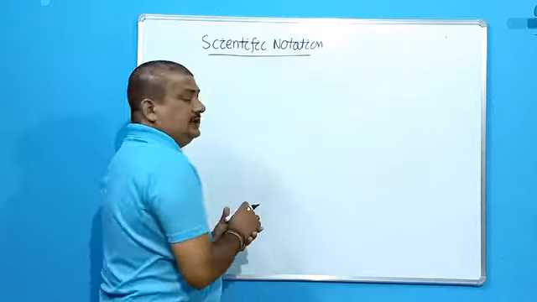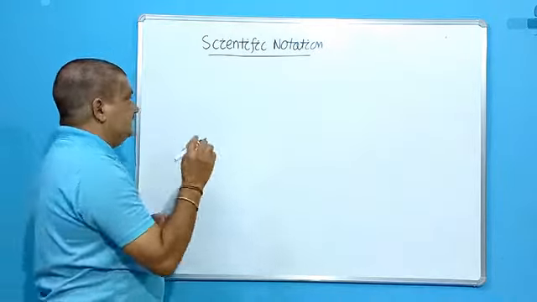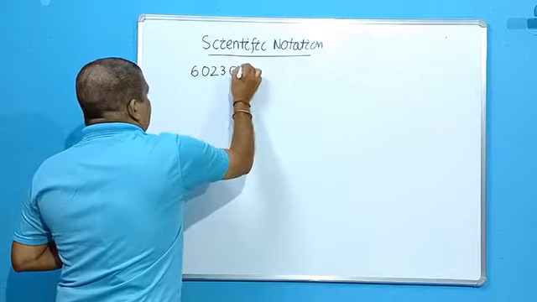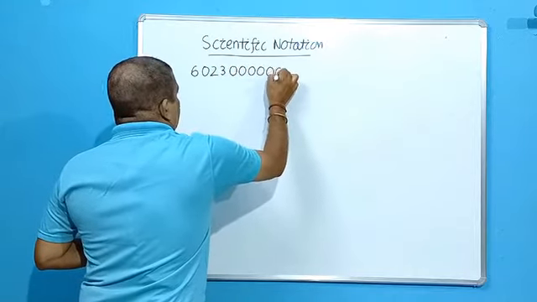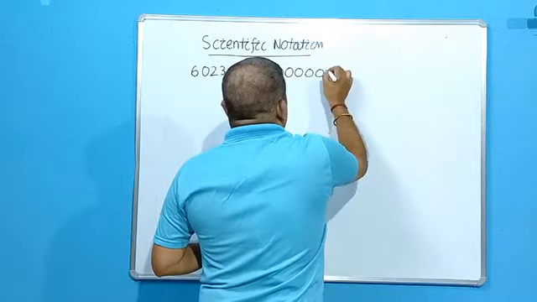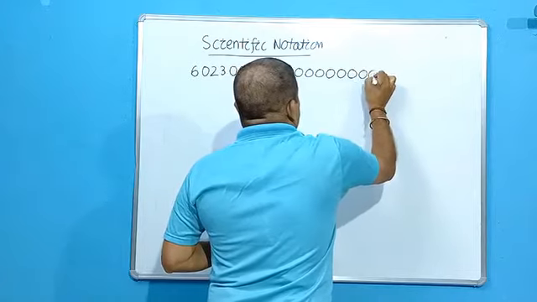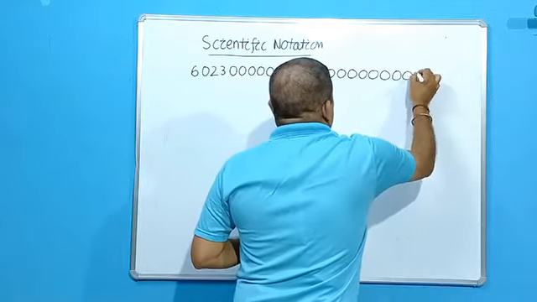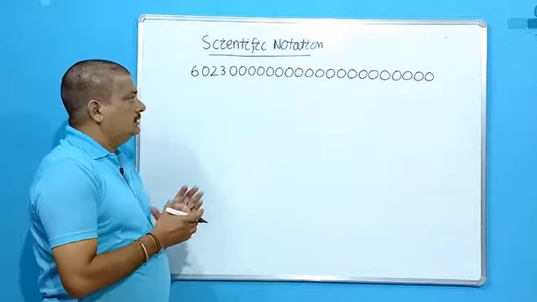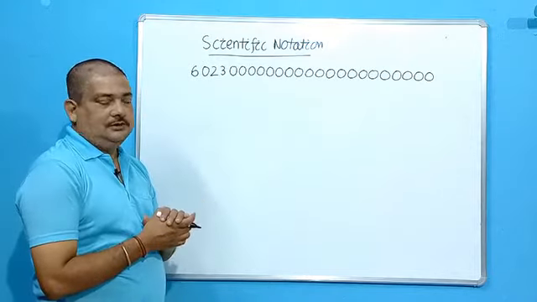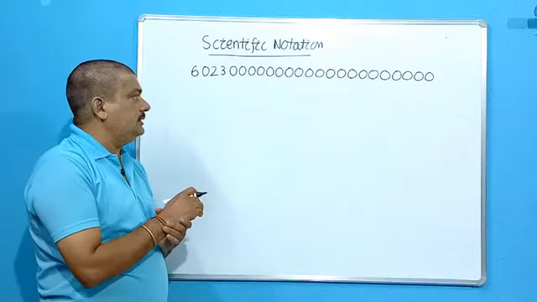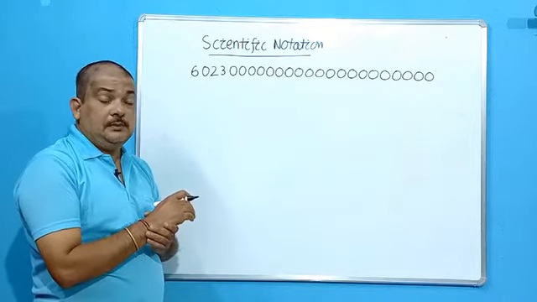So first let us know what we mean by scientific notation. Suppose I write a number that is... Can you tell me what this number is? Is it too big or large a number? Is it possible to write this number again and again? Do you follow what this number is? This is Avogadro's number.